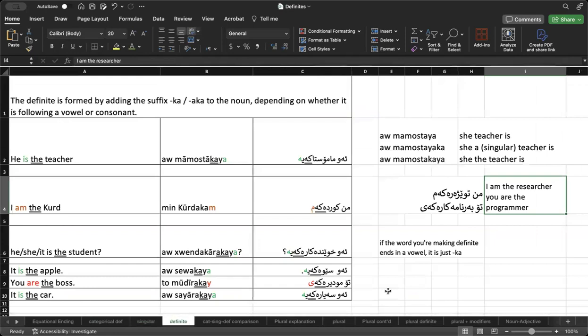Okay, the definite. This also follows a rule with the consonants and the vowels. And I know it's a lot of a's and ka's, the whole definite, indefinite. It just takes practice and you'll get really used to it. It's a lame answer, but it's the only answer I've got. He is the teacher. Au mamostakaya. Now, if it ends in a vowel, it's going to omit this first a, the aka, just ka, mamostakaya.